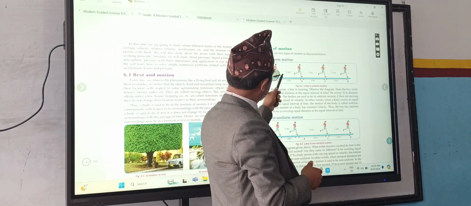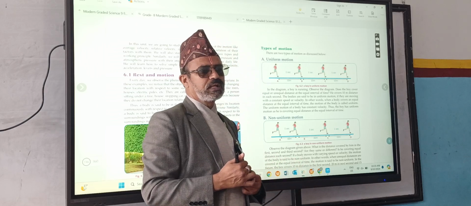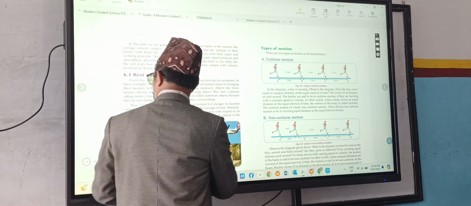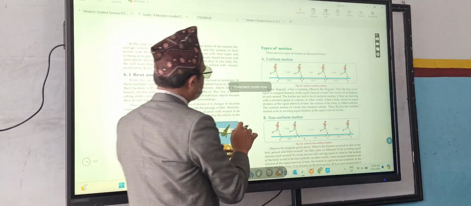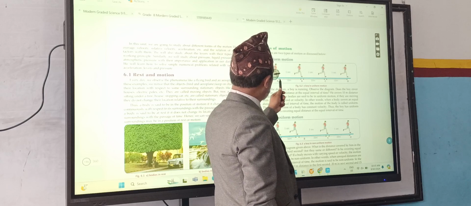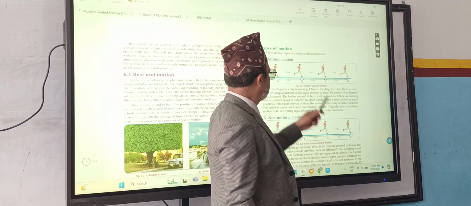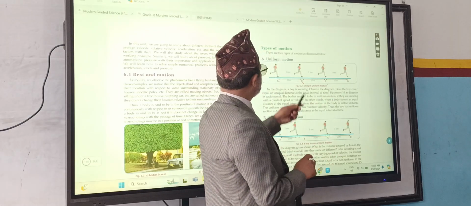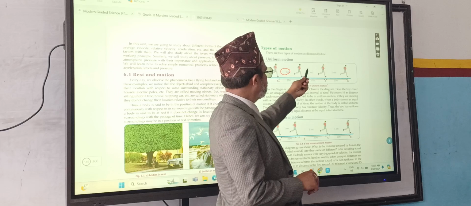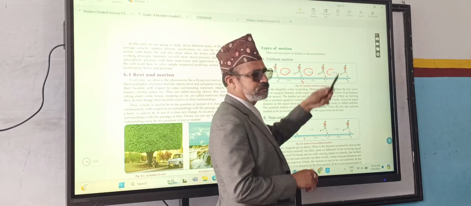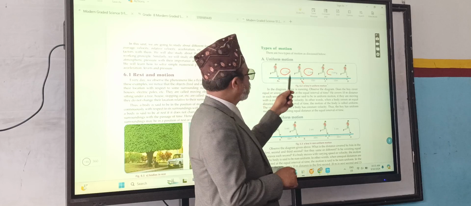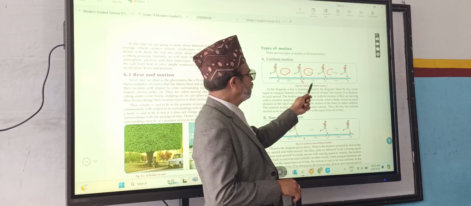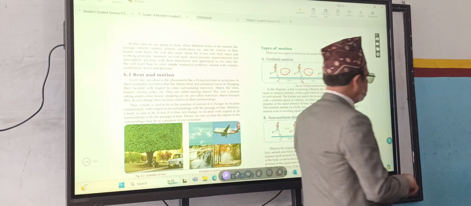Types of motion, mainly how many types of motions are here? What are they? Uniform motion and non-uniform motion. What can you see here? Here is your man. He is running. What is the distance A to B? B to C? C to D? 10 meters. And time? 1 second. He travels 10 meters in 1 second.